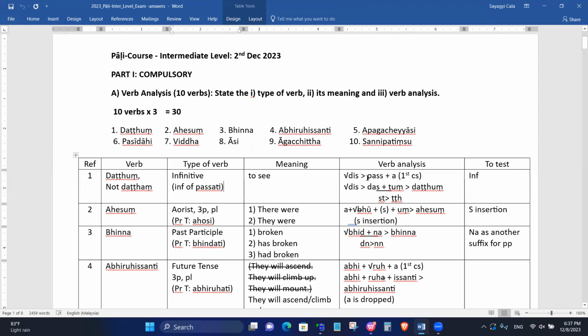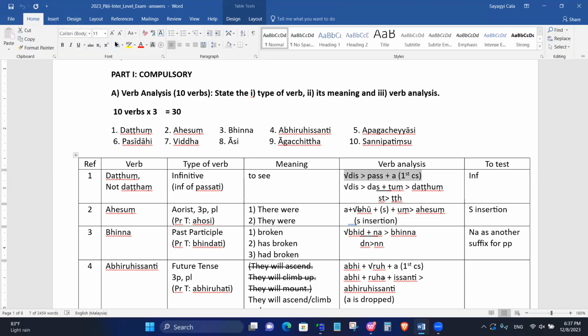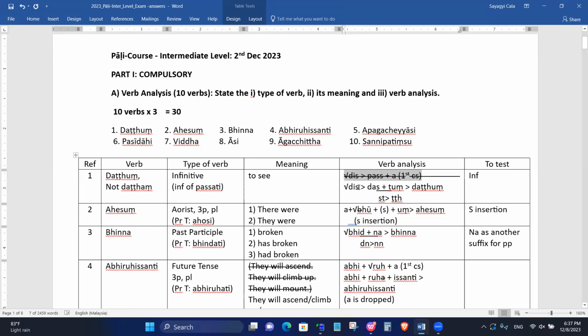So because we don't have much time, no need to write this because it's not needed. It will take too much time to write unnecessary things. You just need to change this to das plus tum, and then you show me that tum is okay. No need to show this plus plus plus a. It's not needed here. So the meaning is to see, and the purpose of this is to test whether the student can understand this is an infinitive.